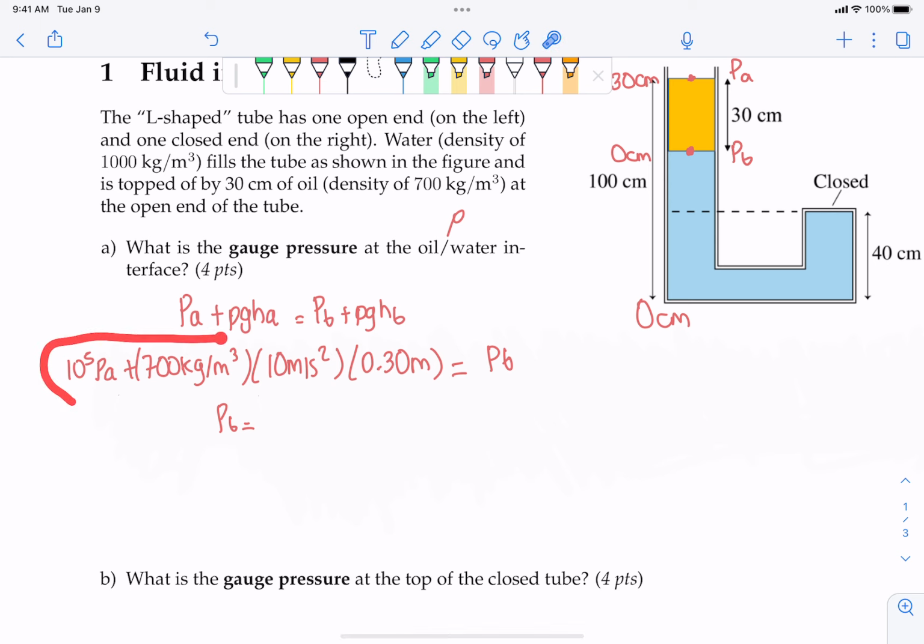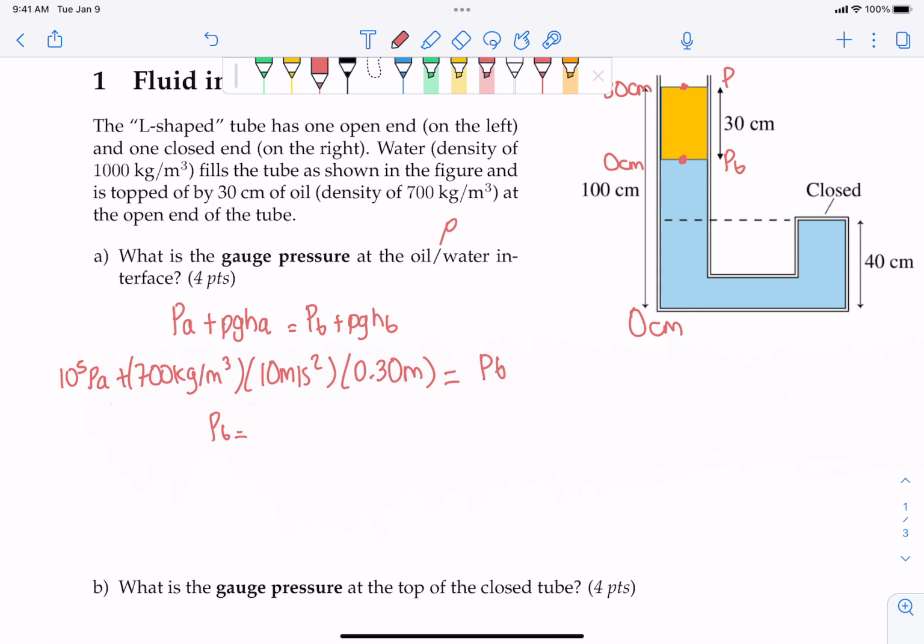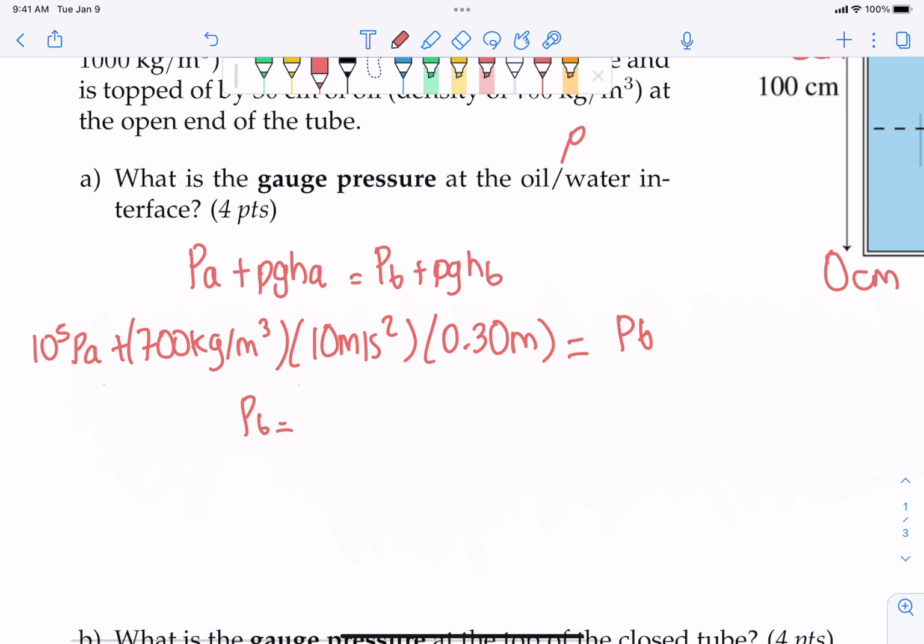This answer right here on the left should give you the absolute pressure at point B. So let me, I got that right, my bad, I'm sorry. Yeah, so this should give us the absolute pressure at point B. Does anybody have an answer for that by any chance? Yep, excellent. Sounds about right to me.